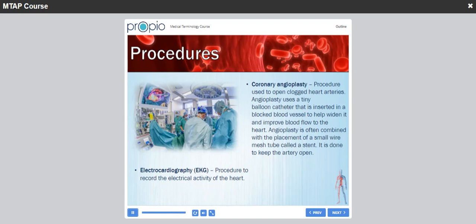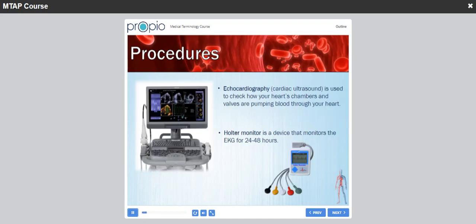Cardiac stress test. In an exercise stress test, sensors or electrodes are taped to the chest to record the heart's rhythm. A healthcare provider monitors the heartbeat while a person walks on a treadmill or pedals a stationary bike.